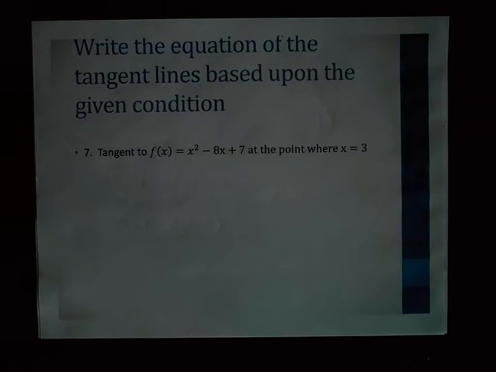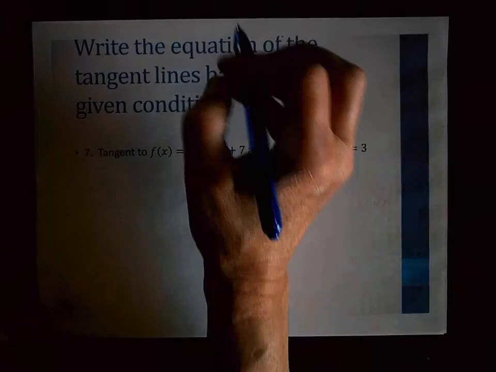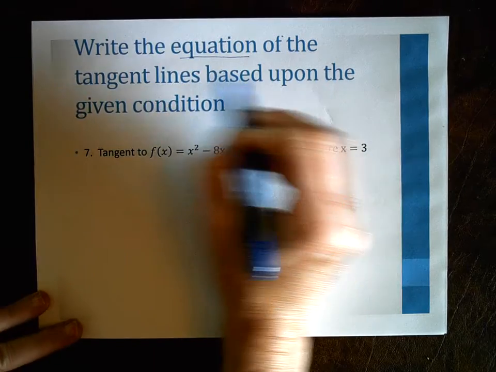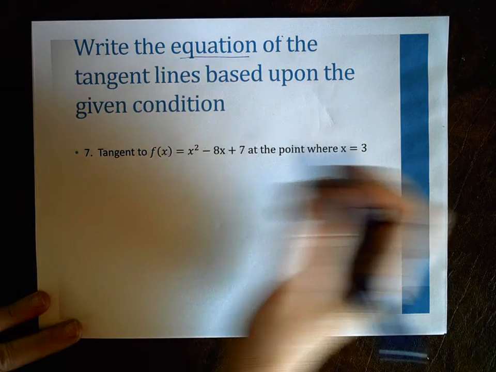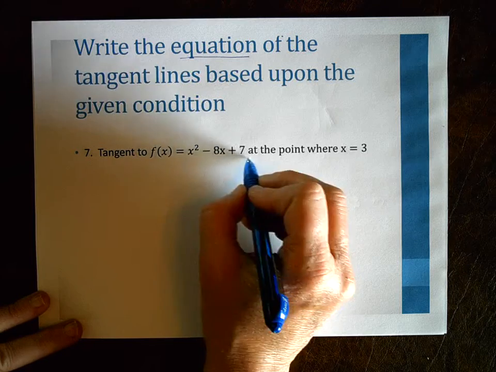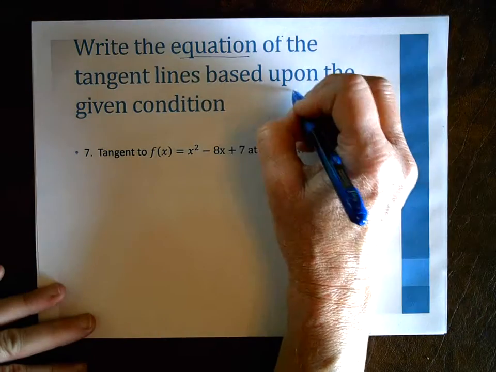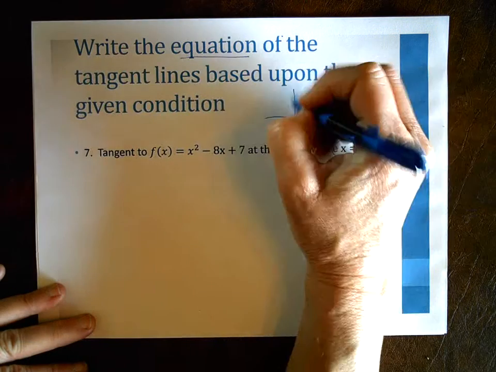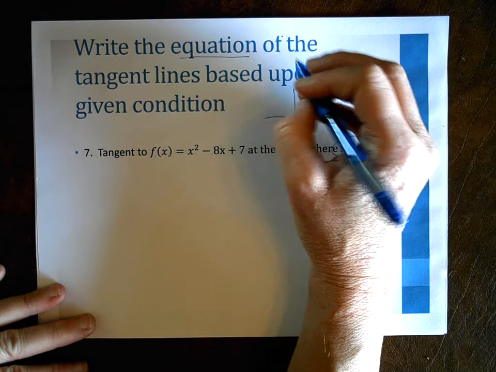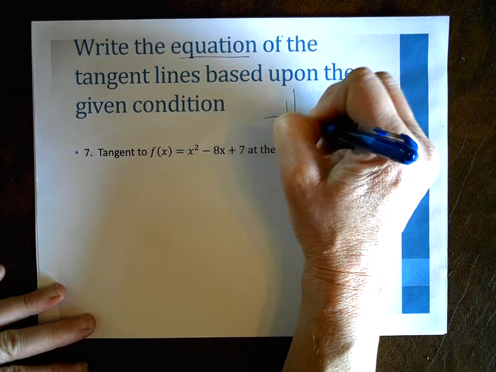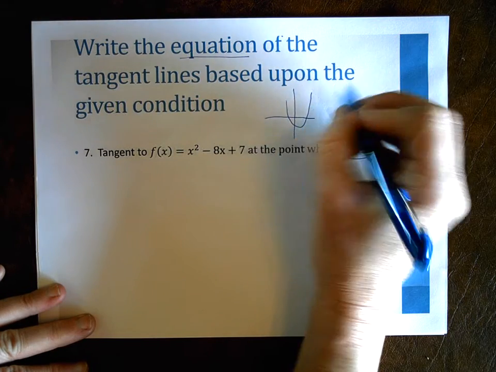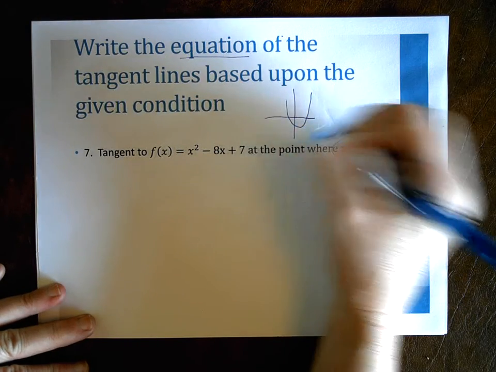Okay, so now we have 7 and 8 left. So this is write an equation of a tangent line based on the given condition. So all they're giving us is here's the parabola, and we know we have a point x equals 3. So we basically have this parabola. I'm just going to sketch some parabola. Let's say it's like this. And the point 3 is something. I don't know what it is, but it's 3.